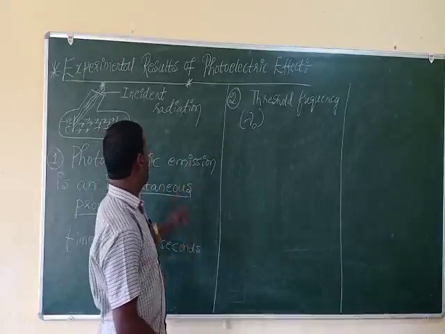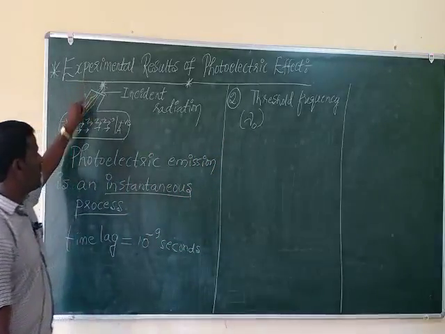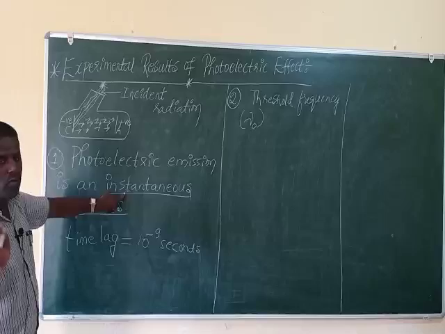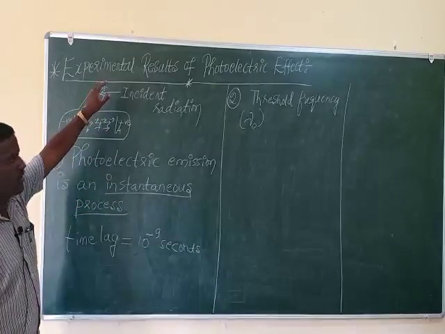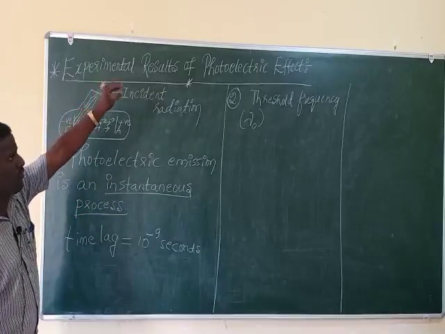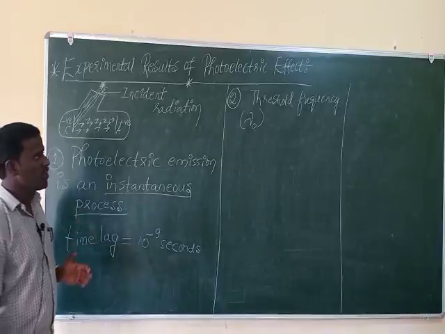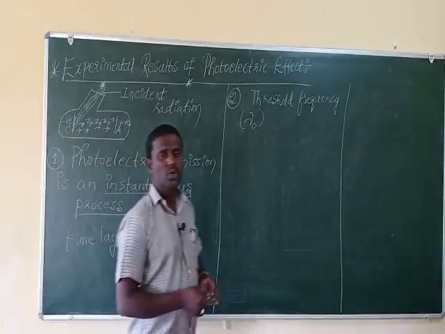So here, for a given metal, the first result is that it is an immediate process, the first conclusion, the final result of photoelectric effect. The second result defines the threshold frequency.